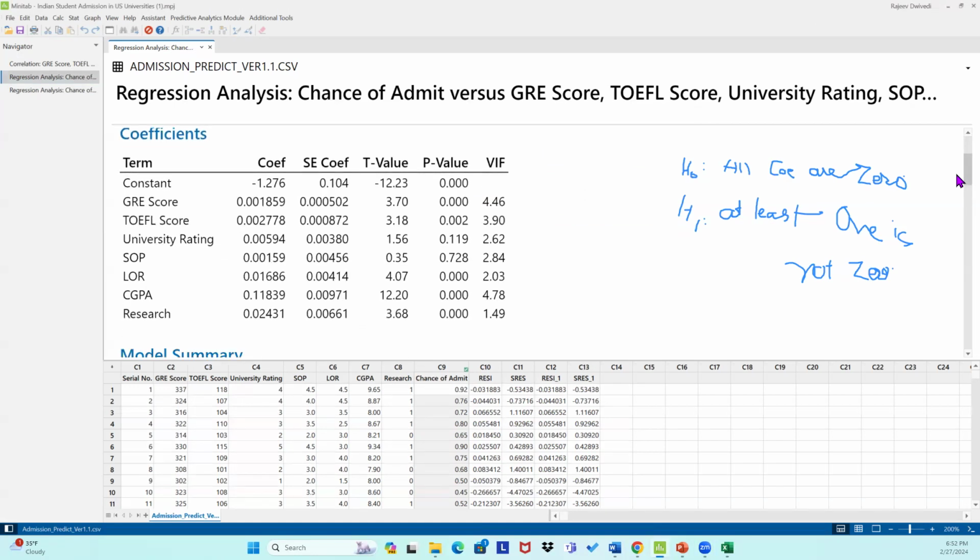Okay. Now look into this. So basically we can start from here. The coefficient is minus 1.27, and then the p-value. So we are just going to check the p-value. This intercept is useful in the model. And you know why? Because the p-value is less than the alpha value.